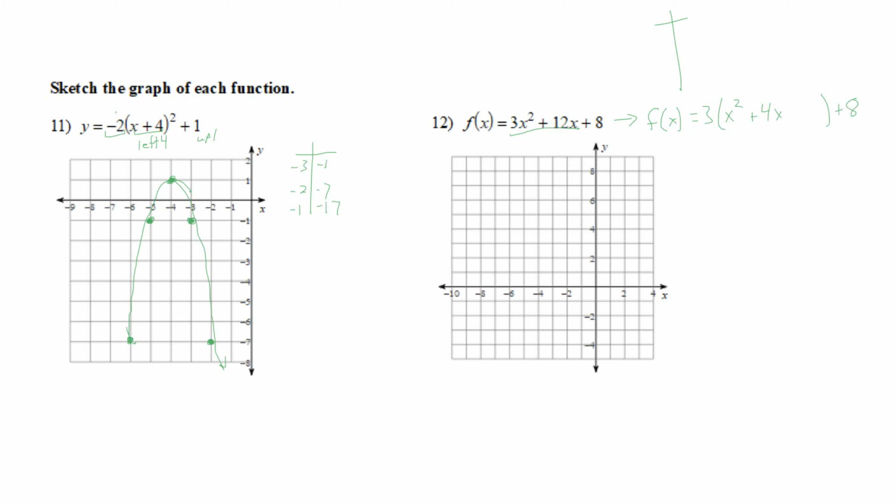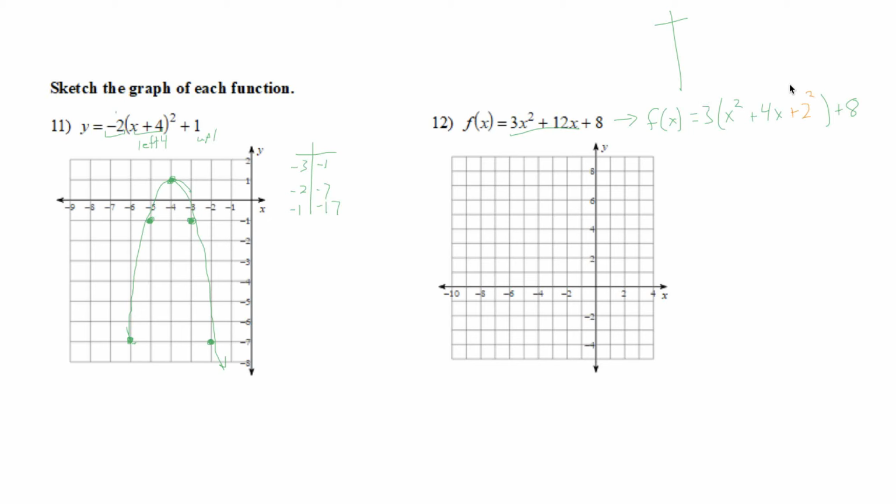Now what we do, we want to complete the square by taking half of 4 and squaring it. So half of 4 is 2, so plus 2 squared. We just added 4 inside these parentheses, but anything inside the parentheses is multiplied by this number out here. So we actually added 12.